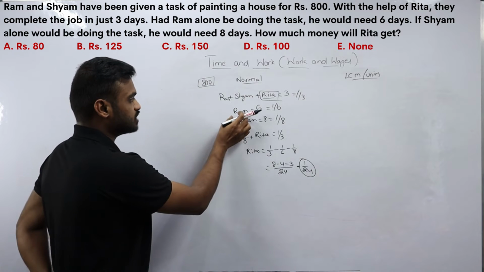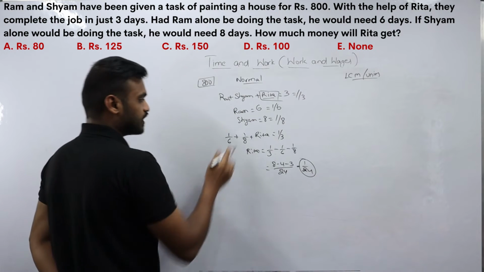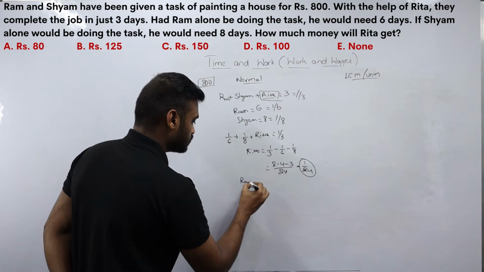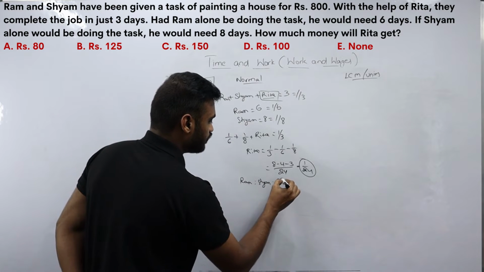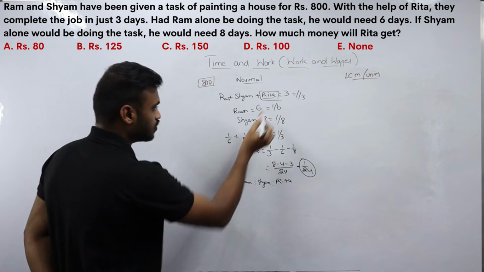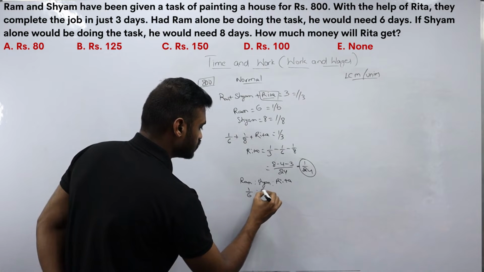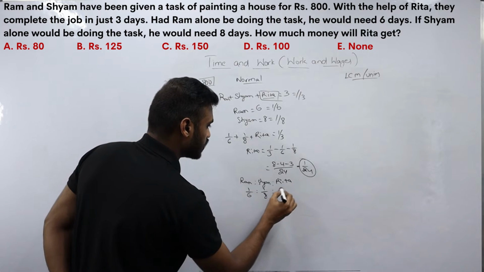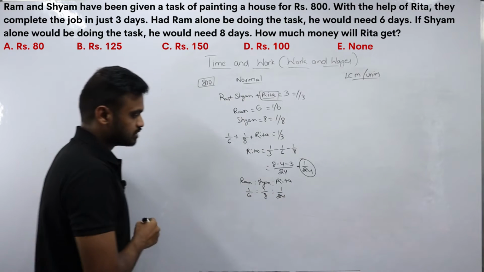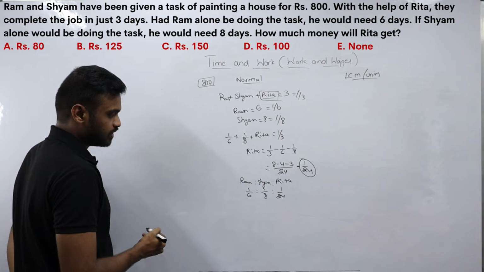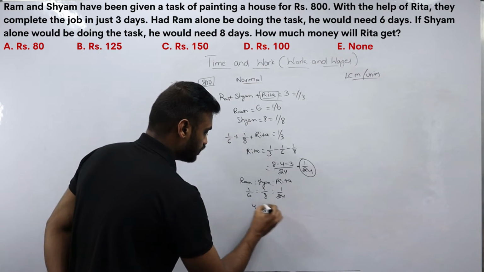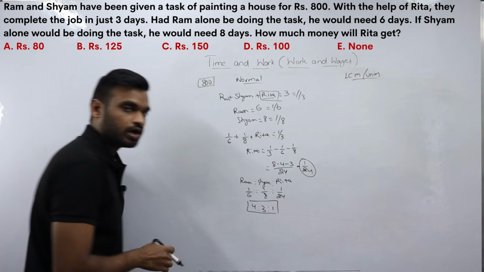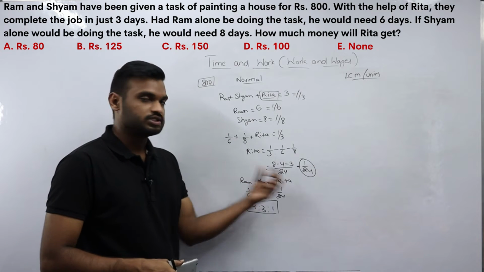We already know Ram's efficiency and Shyam's efficiency. So to find the ratio of Ram, Shyam and Rita, we have 1 by 6 is to 1 by 8 is to 1 by 24. The LCM will be 24 only. So I will get 4 is to 3 is to 1. So this is the ratio of efficiency of Ram, Shyam and Rita.